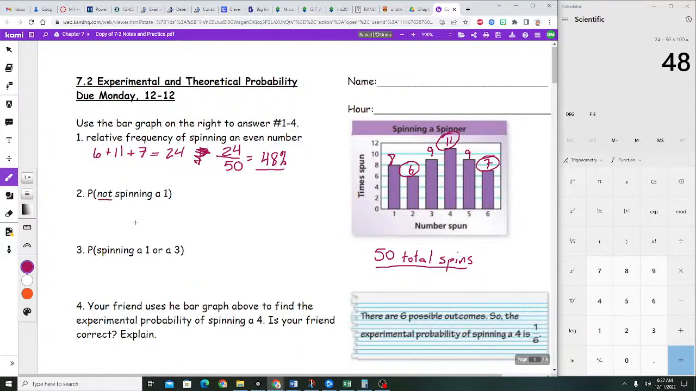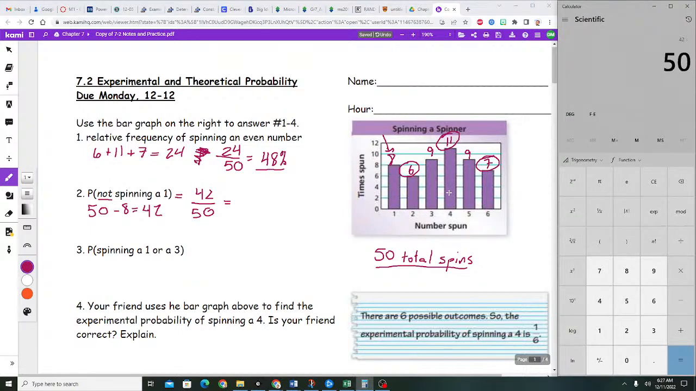Probability of not spinning a 1. Well, the probability of spinning a 1 is 8. So the probability of not spinning a 1 is 50 minus 8, which is 42. So we're looking at 42 out of 50. And 42 divided by 50 times 100 is 84. So the probability of not spinning a 1 is 84%.